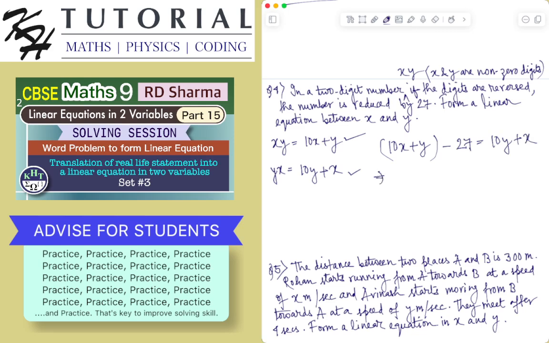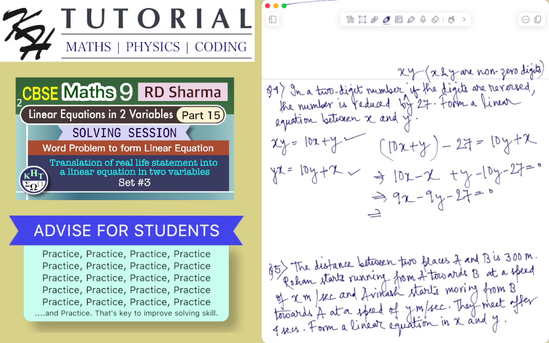Simplifying, bringing everything to the left hand side, I have 10x minus 9x plus y minus 10y minus 27 is equal to 0. This implies, it will be not 9x but x: 10x minus x plus y minus 10y. Okay, so we have now 9x minus 9y minus 27 is equal to 0.